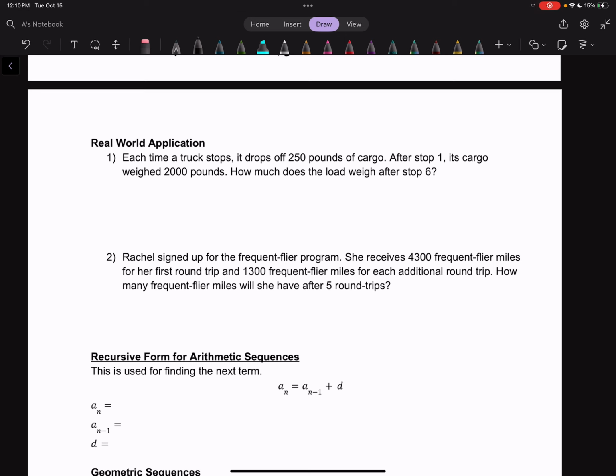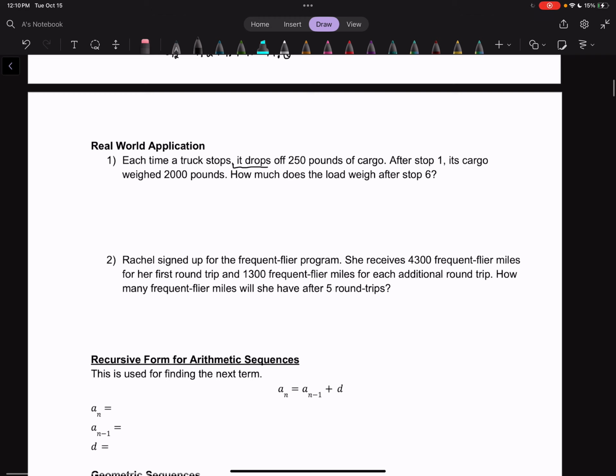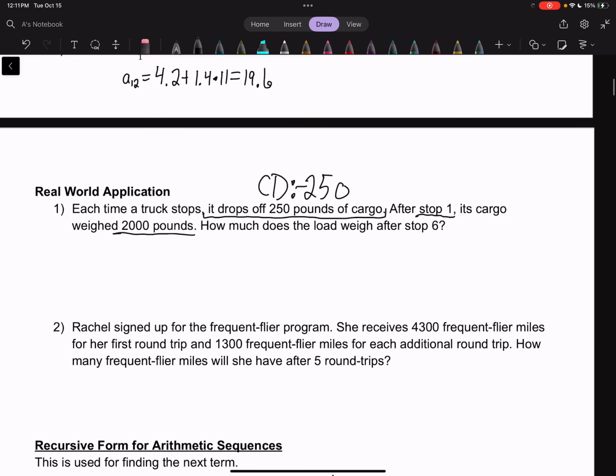Okay, let's look at the key information. Every stop is dropping 250 pounds. This is my common difference of negative 250 pounds. Stop 1 is 2,000 pounds, sorry. So that is going to be my initial value, or where my value starts. It's a sub 1, okay? And I want to know how much it weighs after the 6th stop. So I'm looking for a sub 6.